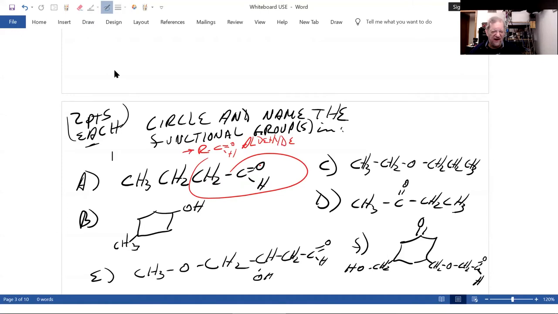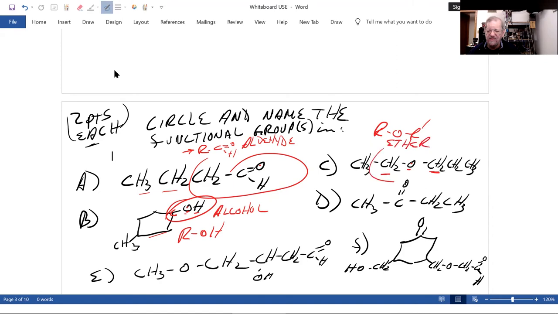Now, you don't have to put this down. And if you circle an extra carbon or two, that's all right. Let's go to B. Ooh, an oxygen. It's got a hydrogen, and it's attached to this carbon. It's got other carbons on it. And this is an alcohol. And you could circle more, but that's good. Let's go up to C. Ooh, an oxygen. It's got carbons here, carbons here. They're different. They could be the same. And what do we have? We have an ether.